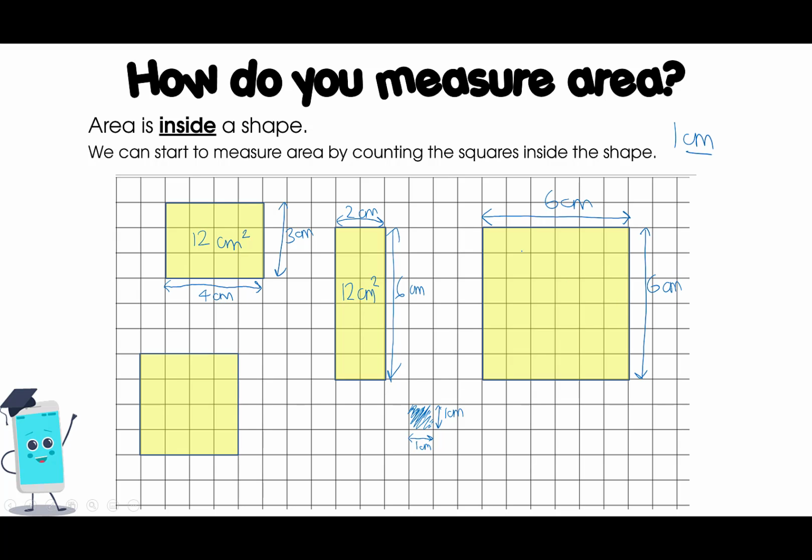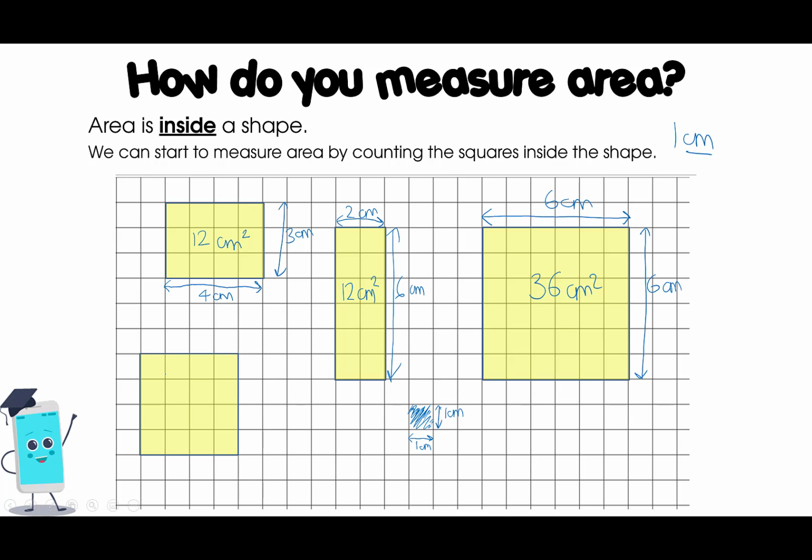Now I could count one by one, or because I know there's 6 in each row, I could count in 6s using my 6 times table. So 6, 12, 18, 24, 30, 36. There are 36 centimeter squares inside this shape.